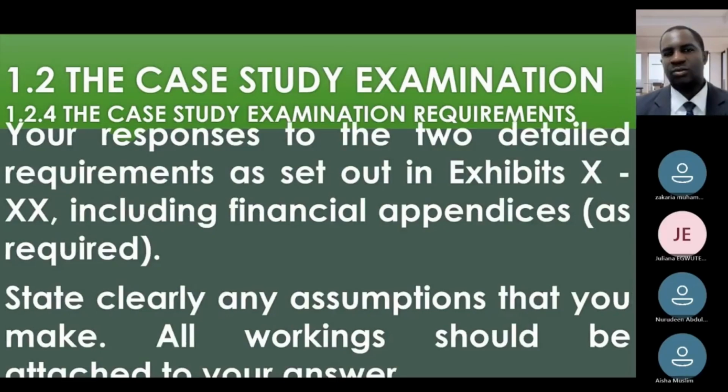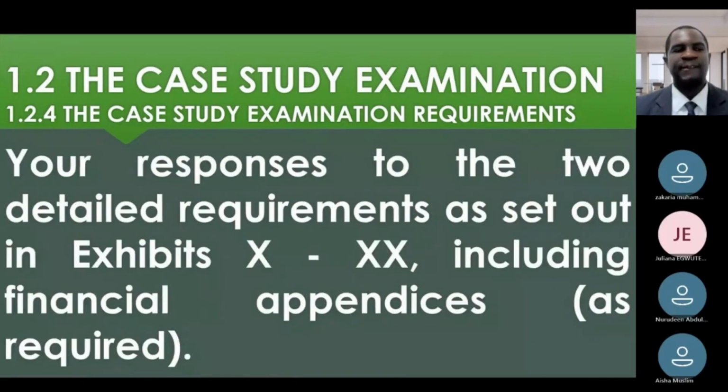And requirement 1, your responses to the 2 detailed requirements are set out in Exhibit 1 to Exhibit 8, including financial appendices as required. So this is how the specimen requirement is presented to you. So they will say you should state clearly your assumptions that are made, and your workings should be attached to your answer. By no means should you not attach workings or appendices to your answer.